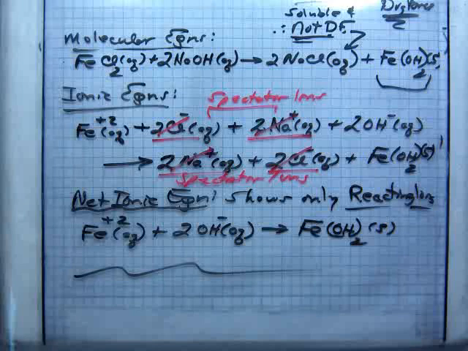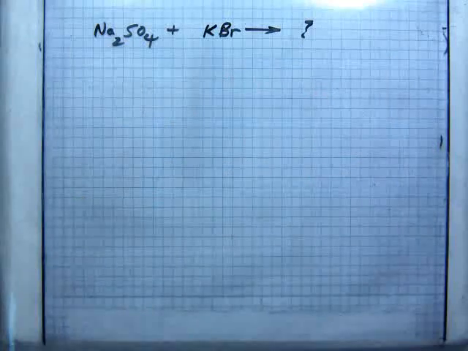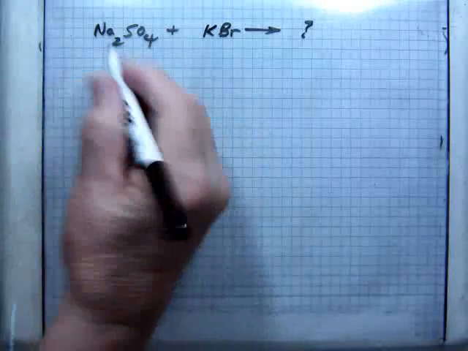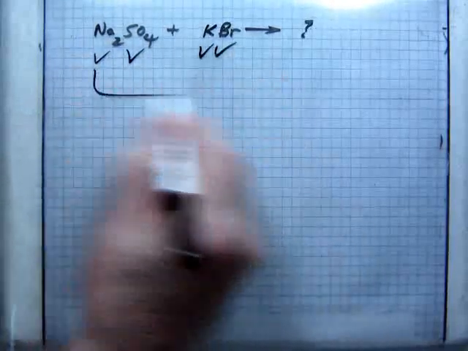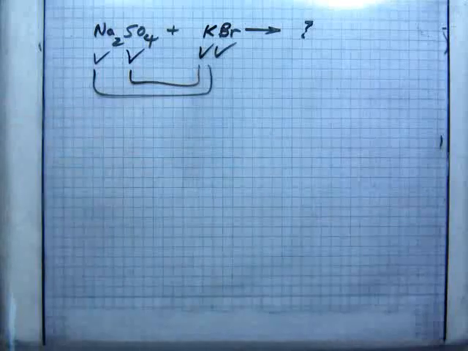Now I want to show you one other here. I'll make it up as I go. All right, we're going to work sodium sulfate and potassium bromide, and write the molecular equation and see what the driving force is. So again, we want to find the cations and the anions and exchange them and put them together so the sum of charges equals 0, right?